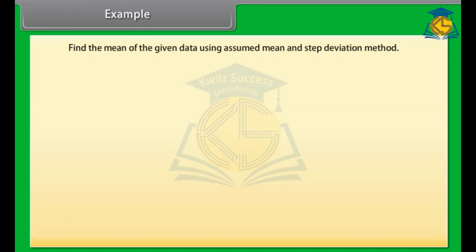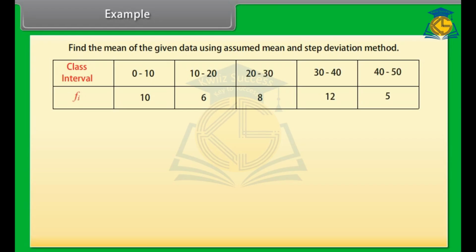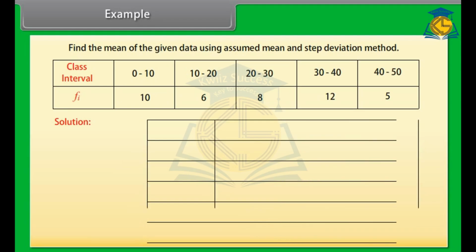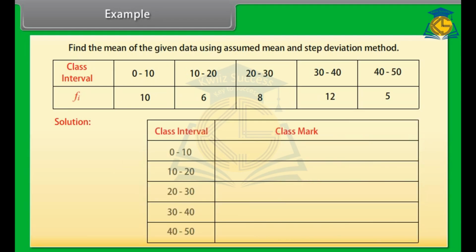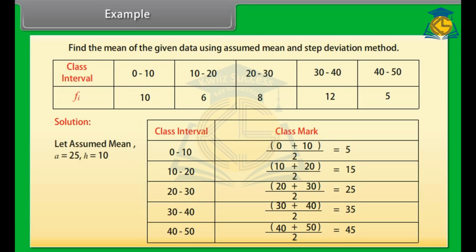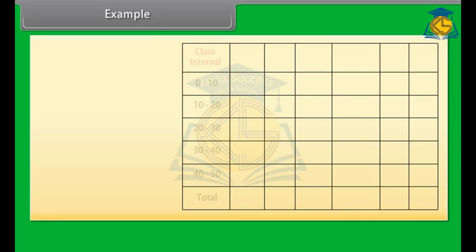Example: find the mean of the given data using assumed mean and step deviation method. Solution: first we find the class mark for each class interval by using the formula class mark equals (upper class limit plus lower class limit) upon 2. Let assumed mean a be equal to 25, h equals 10. In the first column, we have written the class interval, and in the second column, we have written the frequency of the respective class interval. The sum of frequencies is 41.